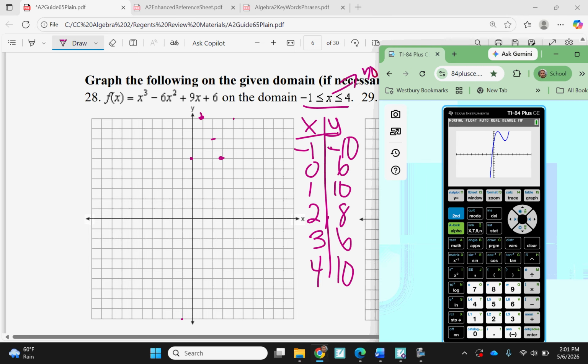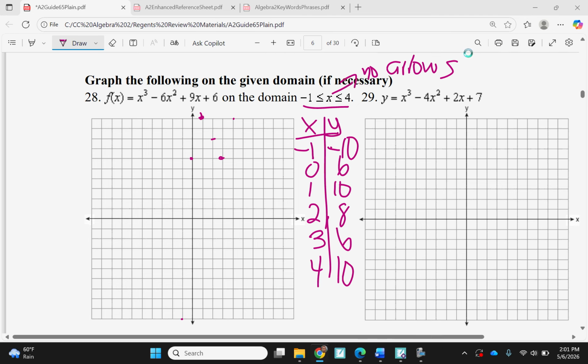by hitting graph. Again, because it gave me a domain, no arrows. And I'm going to draw a curve connecting. It shouldn't go past those points, and that is my graph. Again, for number 29, because there is no domain, I would have to put arrows.